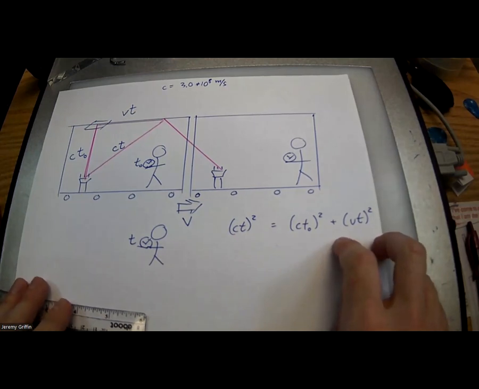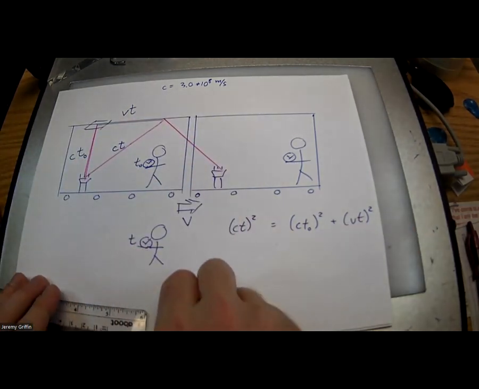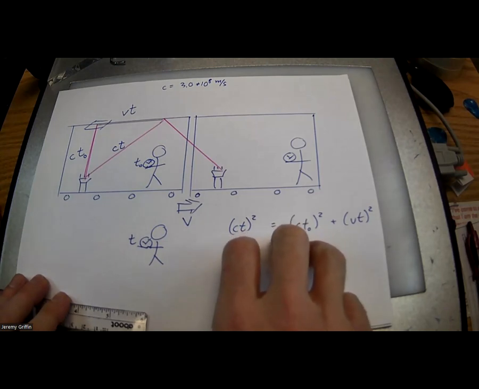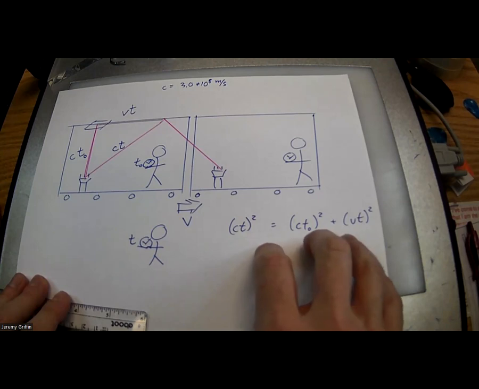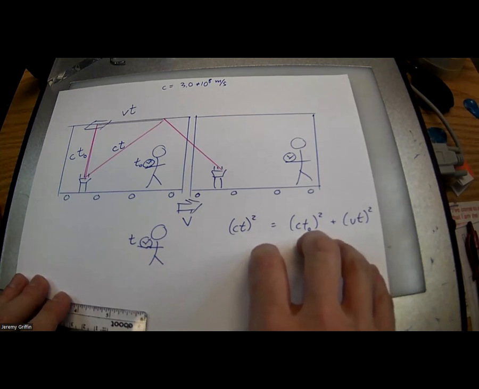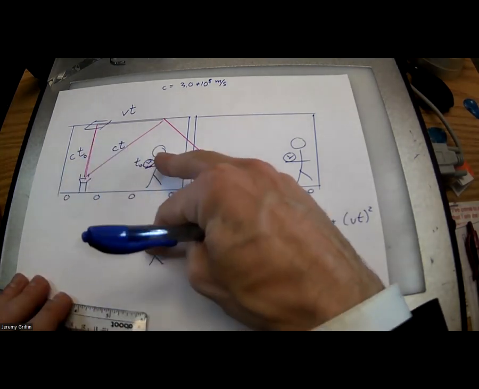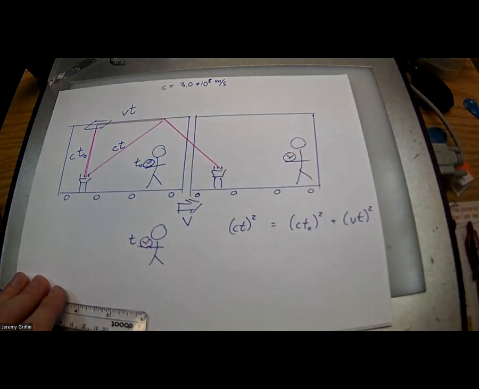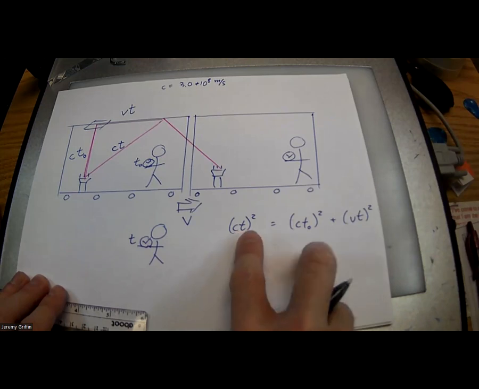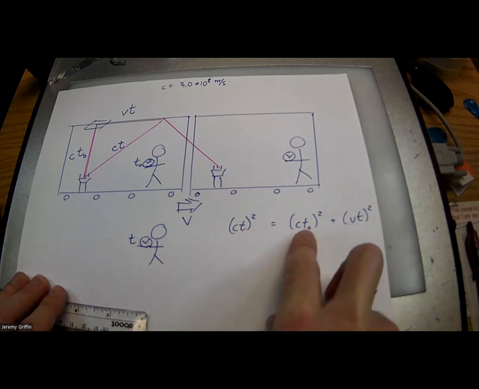Okay, that relates these sides of the triangle. This is special relativity right here. What I really would like to know from this, though, is what is the relationship between these two guys' times? What is one guy's time in terms of the other guy's time? So what is this t, which shows up a couple places, in terms of this t naught?